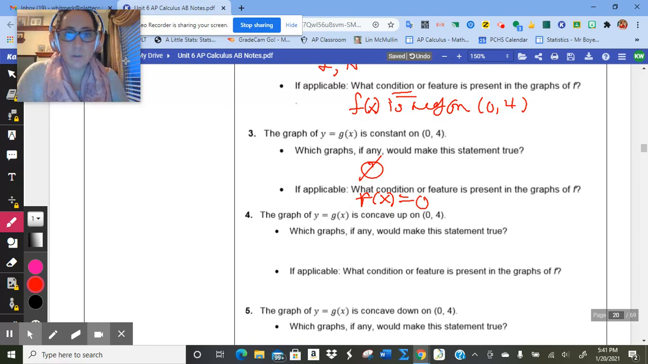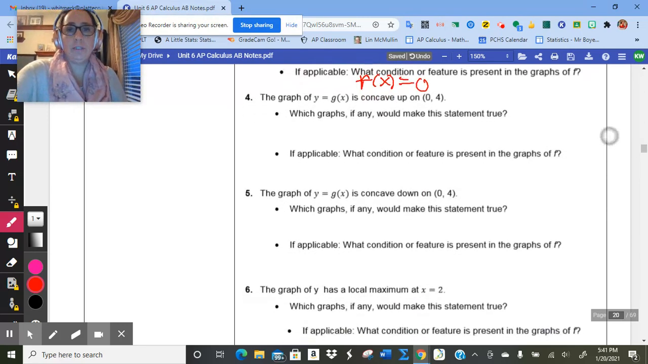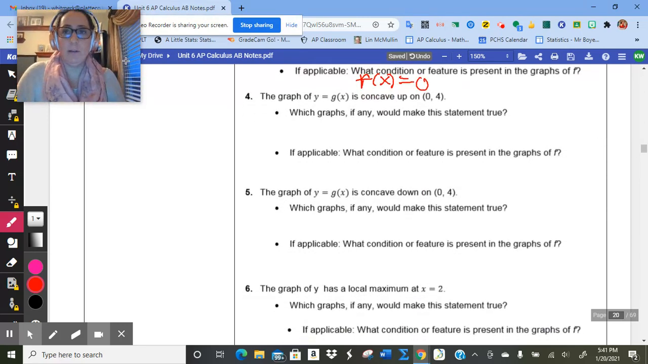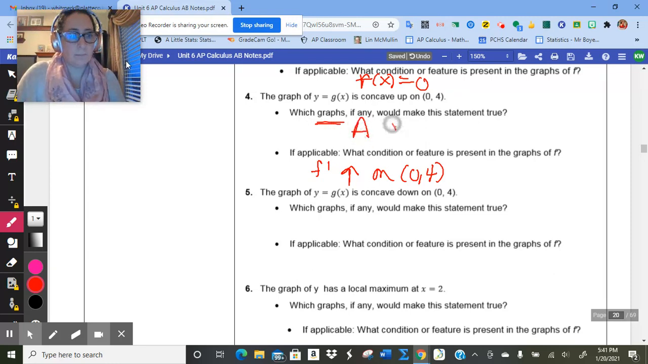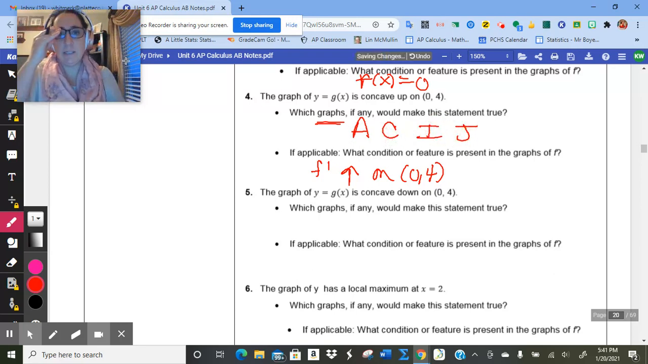Okay, next one. Looking for where g of x is concave up. That would be where f prime is increasing on that interval. So can you go find the graphs where f prime is increasing on the interval from 0 to 4? Pause me and then come back. So I got A, C, I, J.